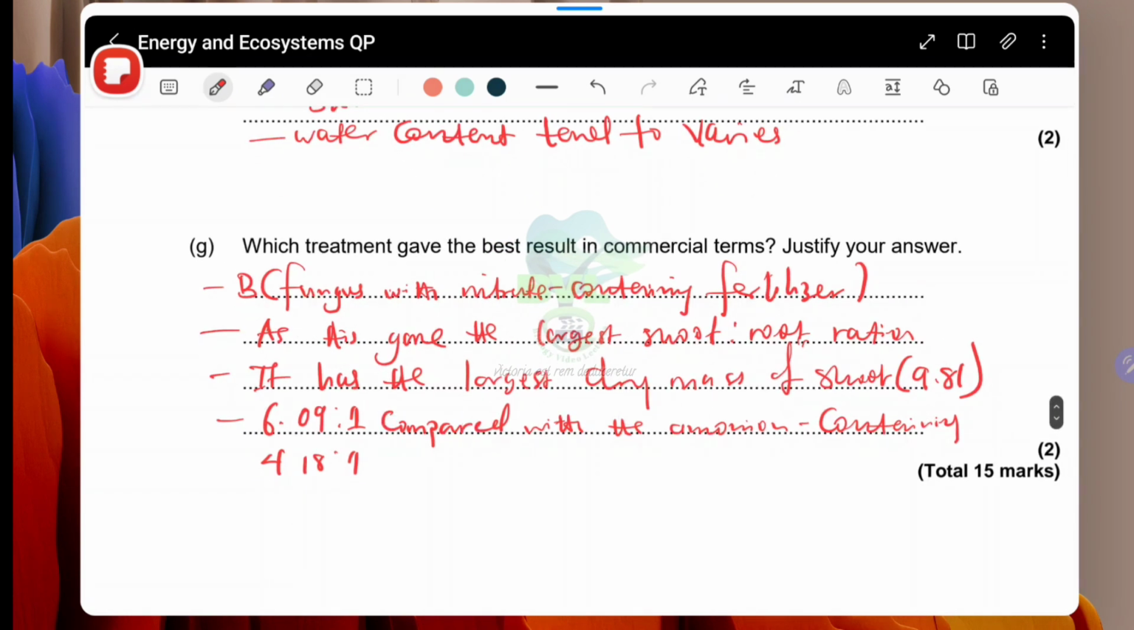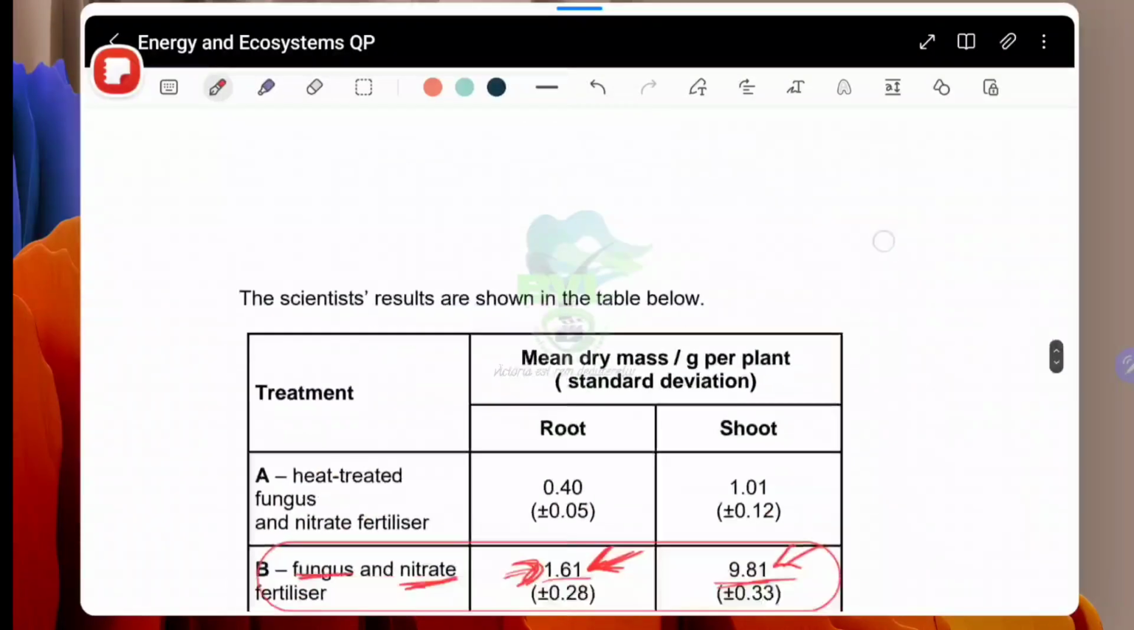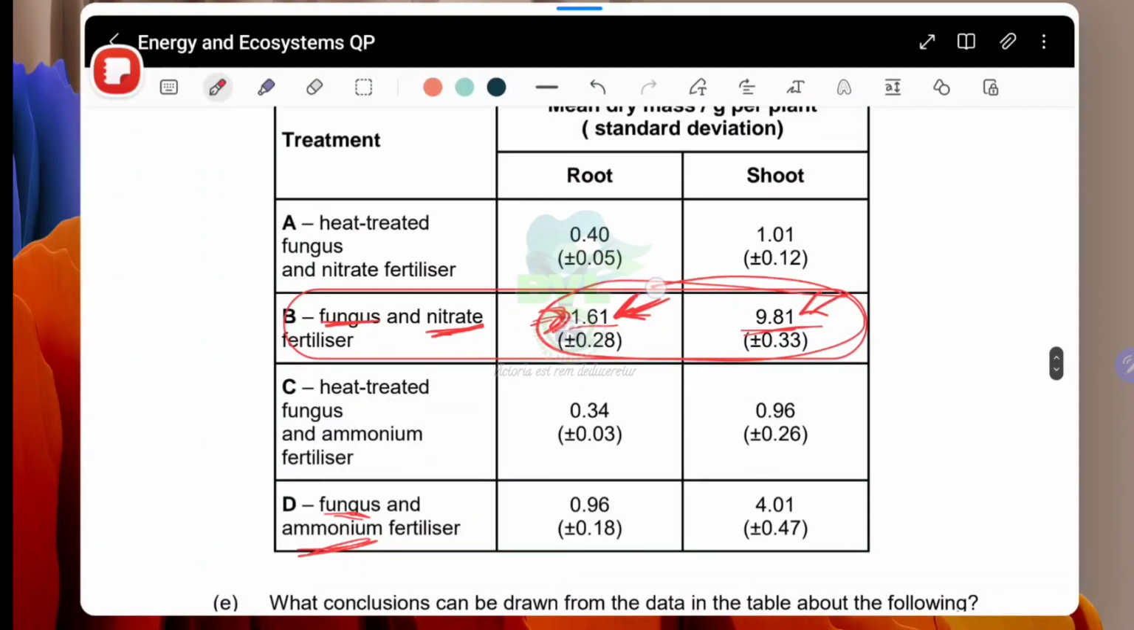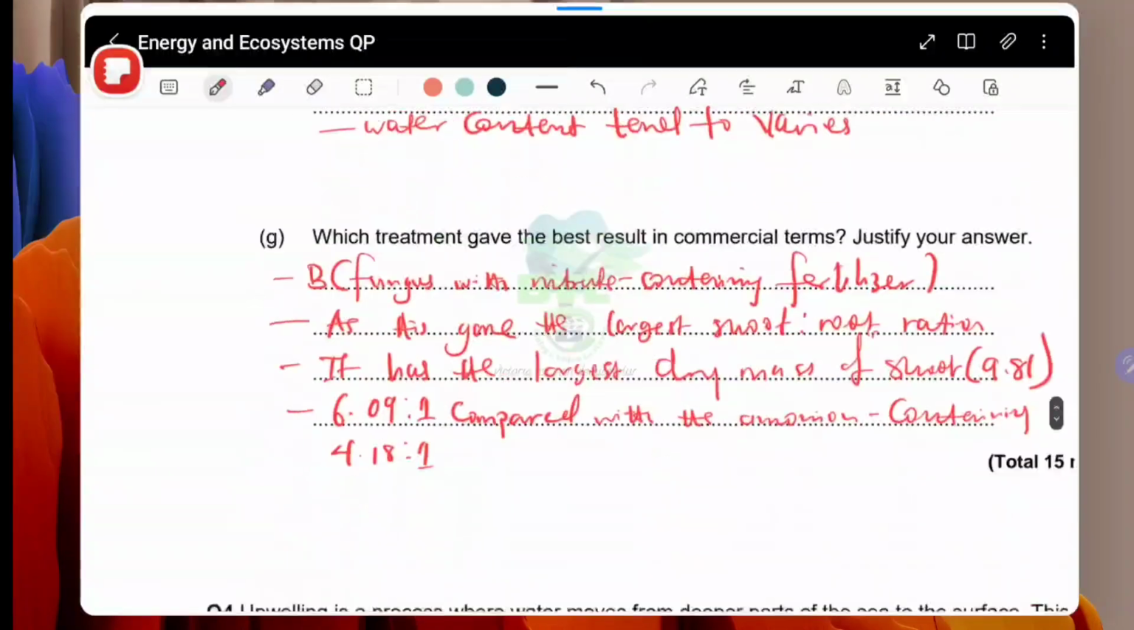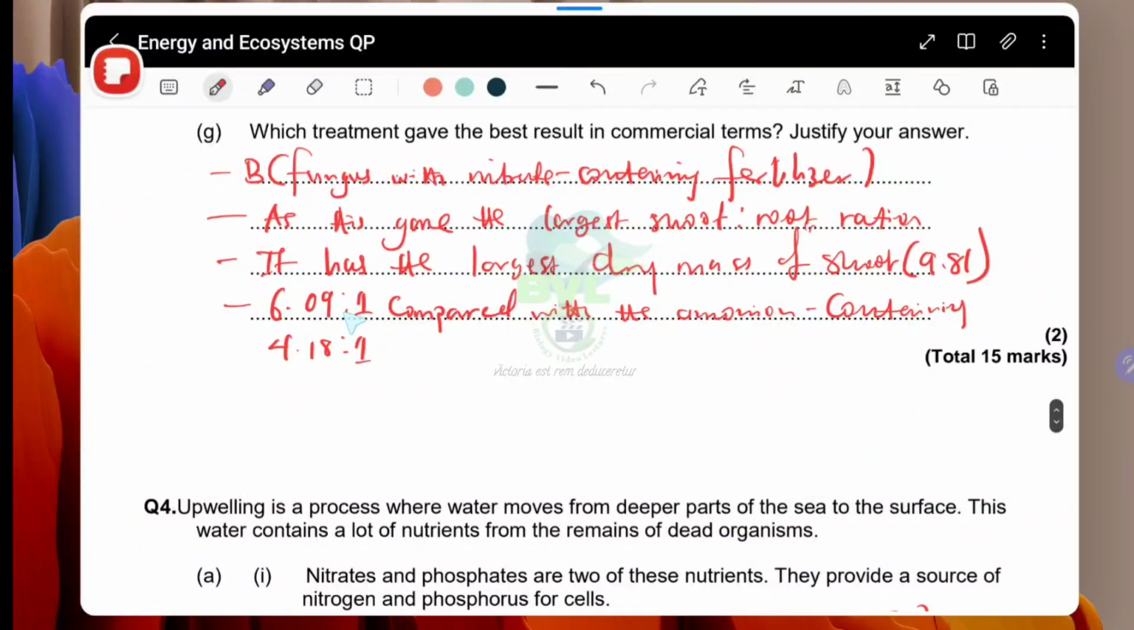And that ratio will be 6.01 ratio 1, compared with the ammonia content, which is going to be 4.18 versus ratio 1, if you get what I mean. So what did I do to do that? I found the ratio of this against the ratio of this. That's basically what I did. So the ratio of this is what you saw here, which is 6.9 ratio 1. That's shoot to root. Then for the ammonia containing it is 4.18 ratio 1. So that's the reason why this is quite more. That's plant B. Hope that made sense.